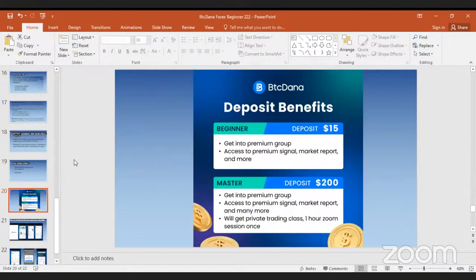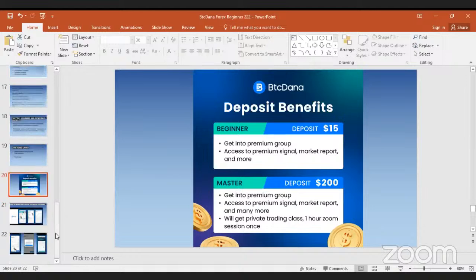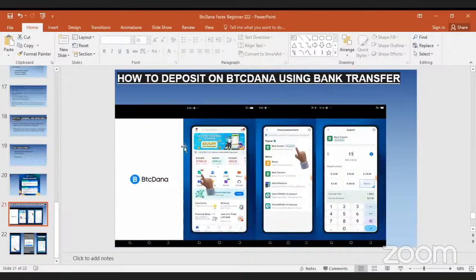If you don't have any question pertaining to this topic, now let me ask you: do you know how to make a deposit on the BtcDana app? Okay, in case you don't know, let me guide you through the process of depositing. So log into your BtcDana app.